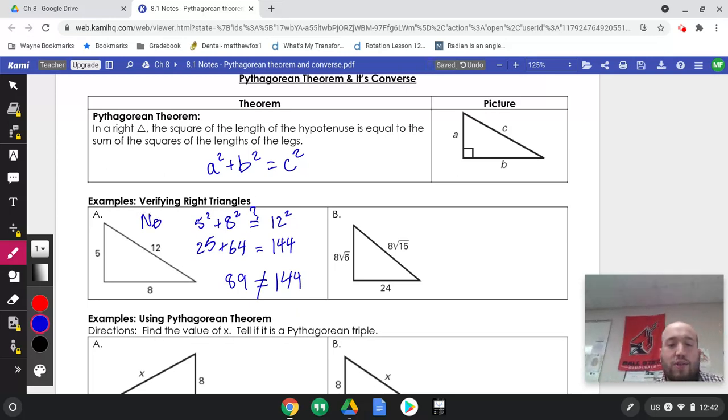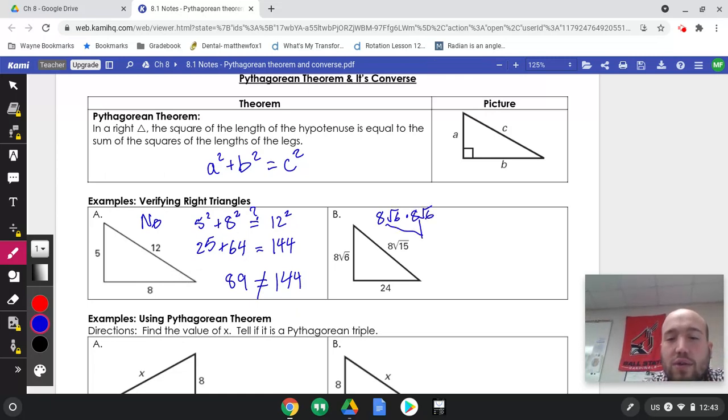Okay, now our next one. This one might give some of you guys some anxiety because you see this 8 square root of 6, this 8 square root of 15. It's okay. We do the same exact approach. Now, it's not going to be as easy to write out, but 8 square root of 6, if we square that, and remember, we said 5 squared is the same as 5 times 5. So 8 square root of 6 times 8 square root of 6 is the same as 8 square root of 6 squared.